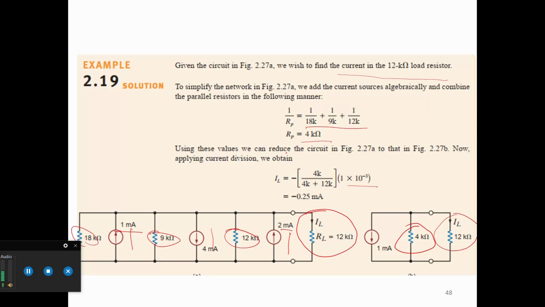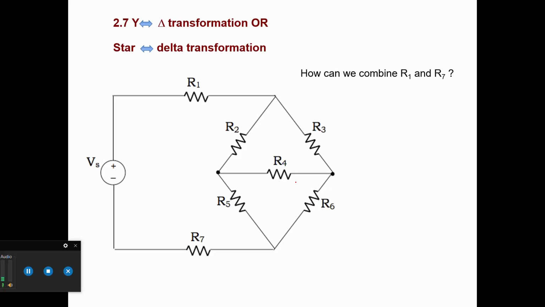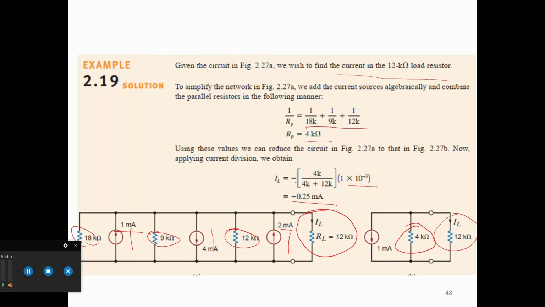So with these values we can reduce the expression, and applying current division we obtain this particular answer of minus 0.25 milliampere. So previously we applied voltage division on series networks and current division on parallel networks, and we saw how these respond if the values of the resistance change.